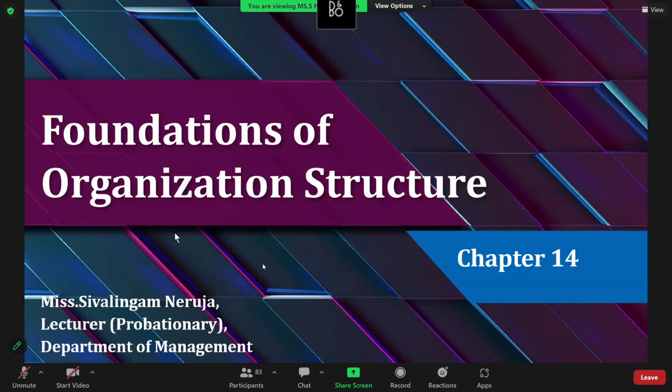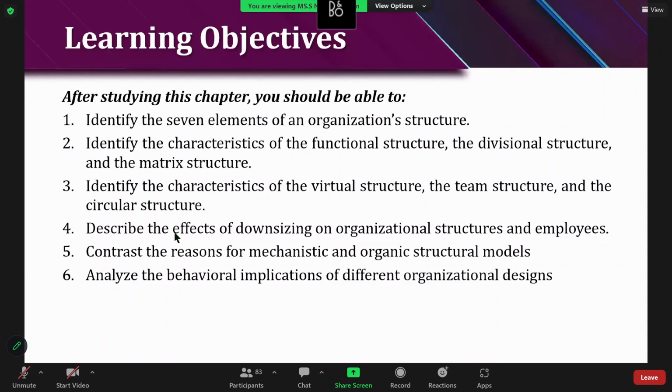Okay, so it is about the foundations of organizational structure. So the specific learning objective that we are intending to cover, what are the groups that should present today? The groups that need to present today are group number 6, group number 14, group number 18, and group number 26. If possible, we'll try to complete all these 4 groups. Anyhow, all 4 groups, please be prepared for the presentation.